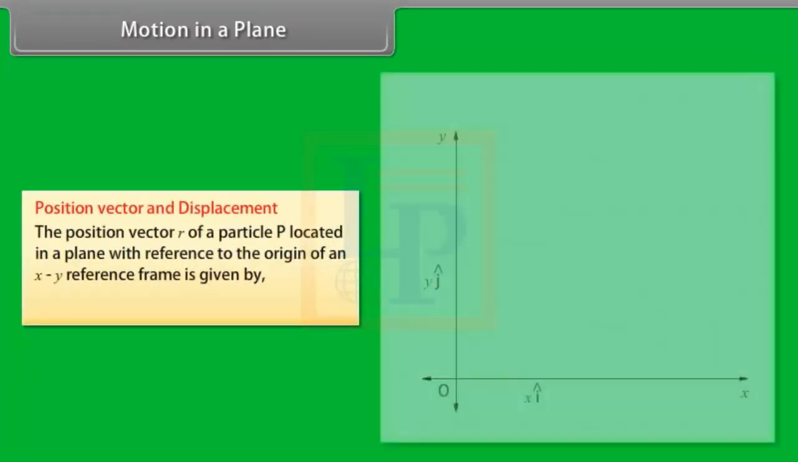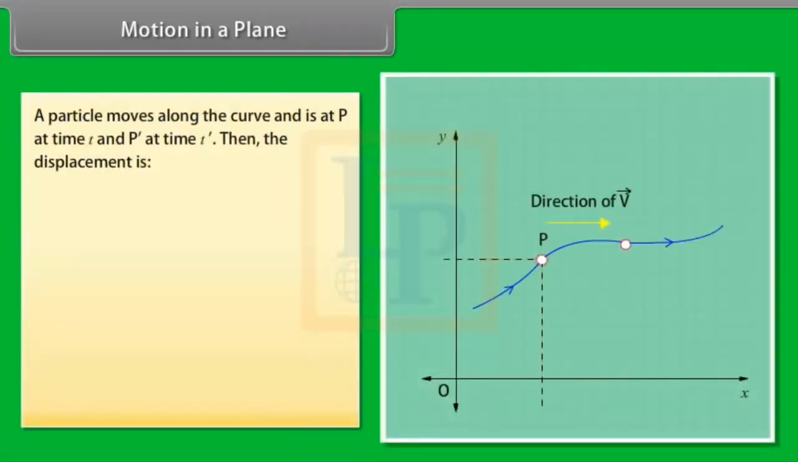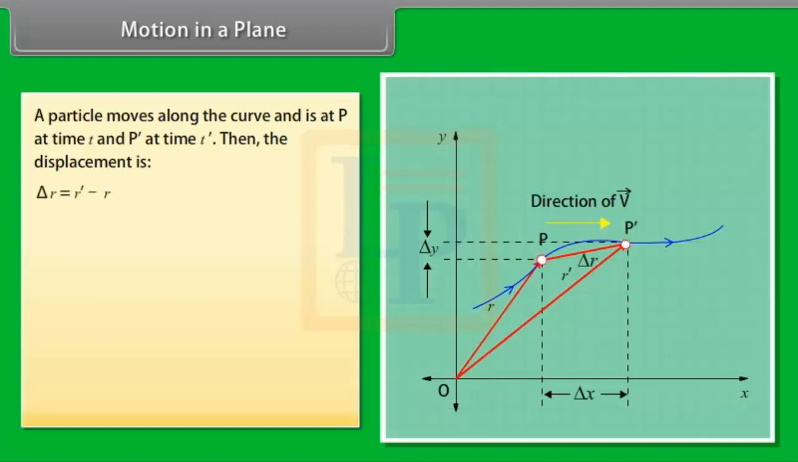Motion in a plane. Let's see motion in two dimensions using vectors, position vector and displacement. The position vector r of a particle P located in a plane with reference to the origin of an XY reference frame is given by r is equal to xi plus yj. A particle moves along the curve and is at P at time t and P dash at time t dash. Then the displacement is delta r is equal to r dash minus r. By putting values, we get delta r is equal to i delta x plus j delta y.